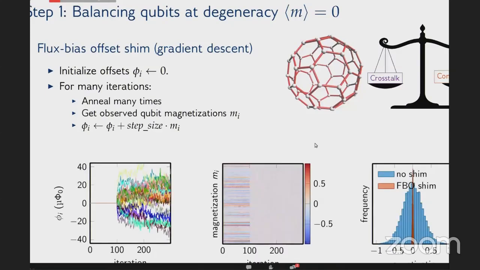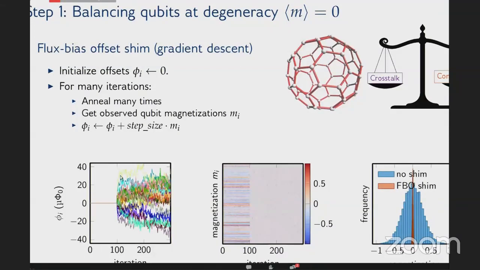Okay, so I'm just going to simulate the system again and again with whatever protocol I want. This happens to be a pause and quench protocol at s equals 0.4. And I'm going to show 300 iterations. So for the first 100 iterations, I'm going to do nothing. And you can see that there are some systematics in the magnetizations that I'm observing. And then I'm going to turn on this gradient descent flux bias offset shim to balance the qubits to 0.